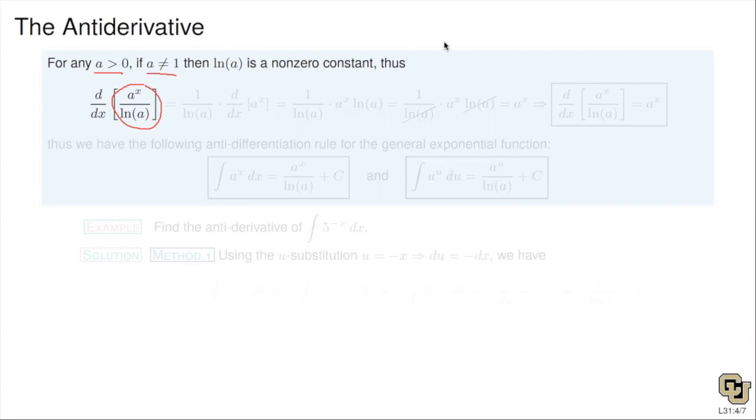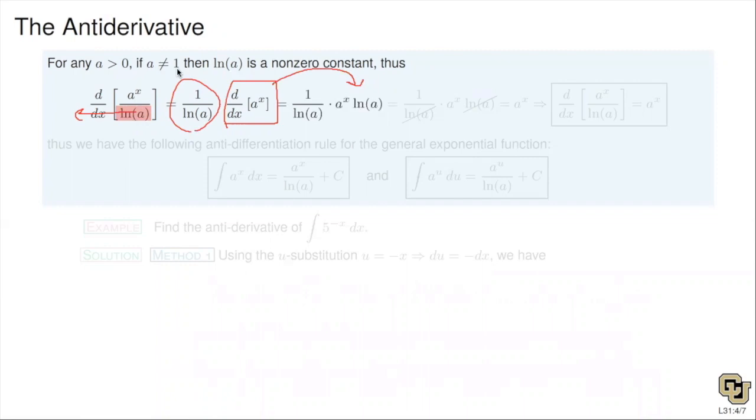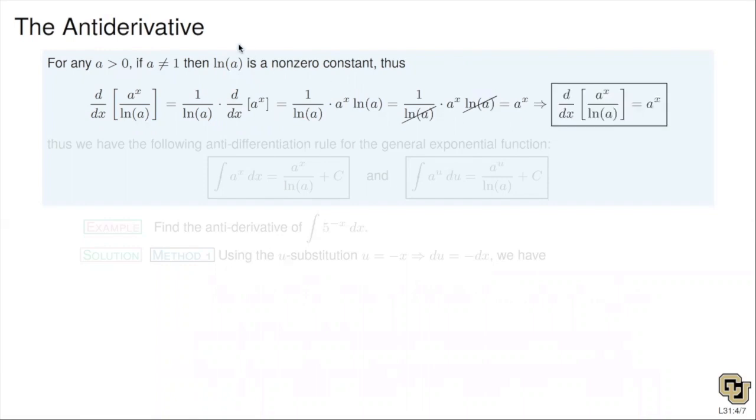So let me take the derivative of this, and I'm going to show you that we get a to the x. So as before, remember ln of a is a constant, so we can pull it out. So the ln of a, I took it out of the derivative. That's a constant. Then we take the derivative of a to the x, which we know is a to the x times ln of a. And here we can cancel the ln of a's because they're constants. And so after canceling, we get that the derivative of a to the x over ln of a is just a to the x.